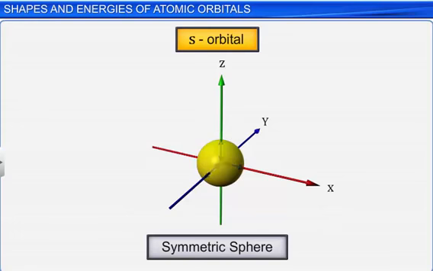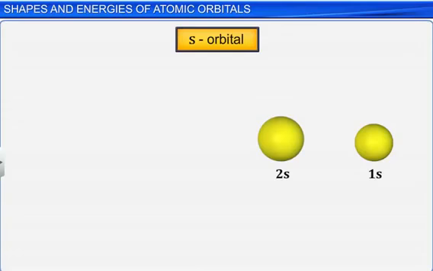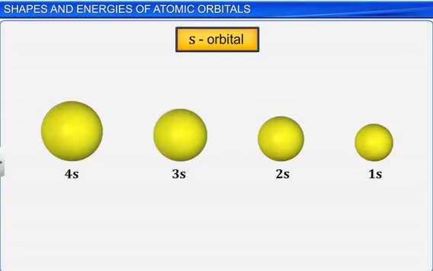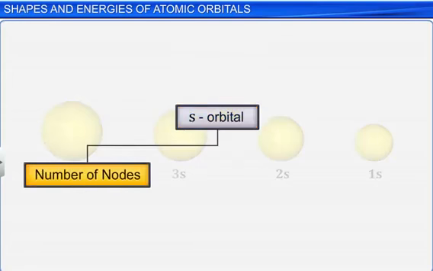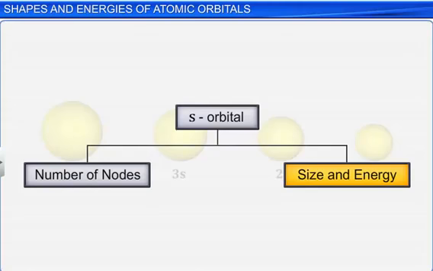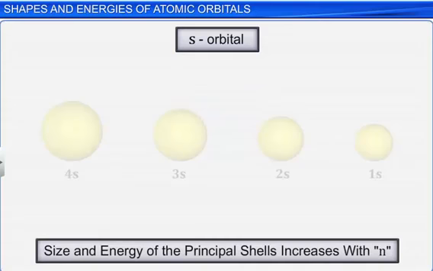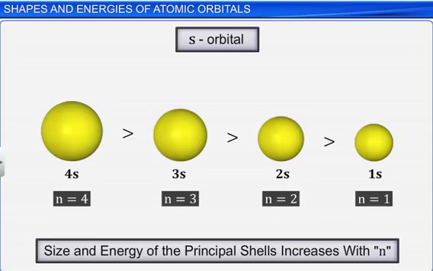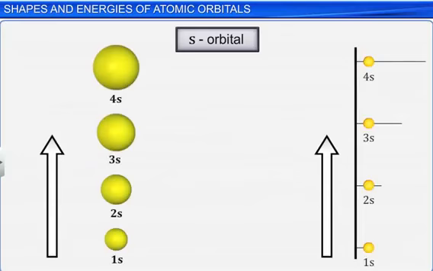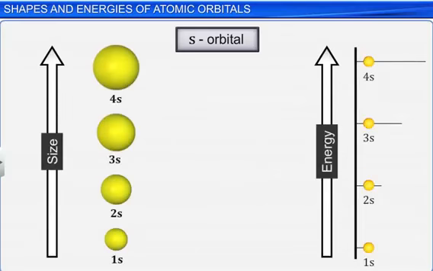Note that, although all s orbitals are symmetrically spherical, the shapes of the s orbital belonging to different principal shells differ in two aspects. 1. The number of nodes, and 2. Size and energy. As the size and energy of the principal shells increases with increase in the value of n, their orbitals also follow the same trend. For example, the size and energy of 4s is greater than 3s, followed by 2s, and then 1s.